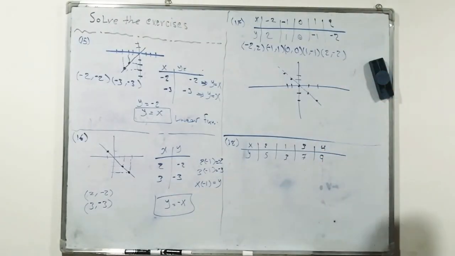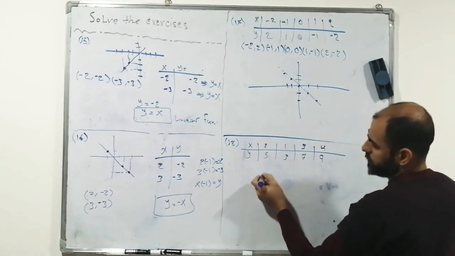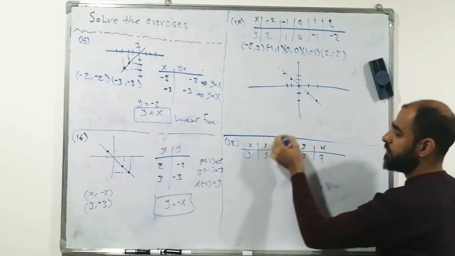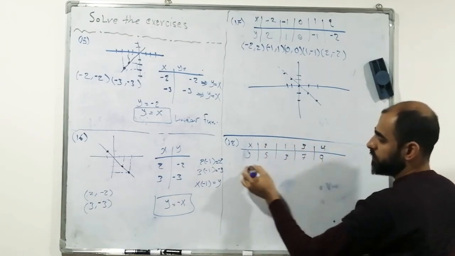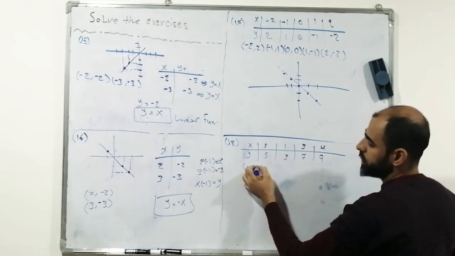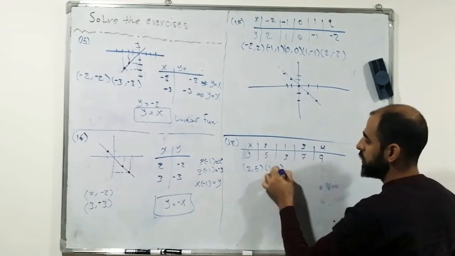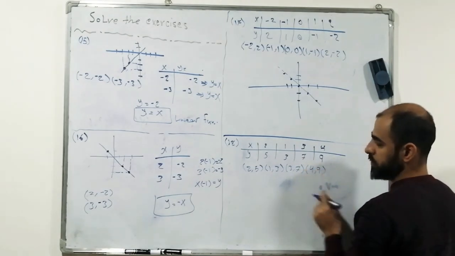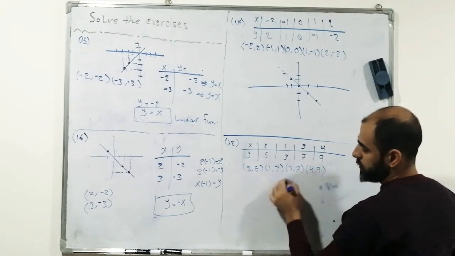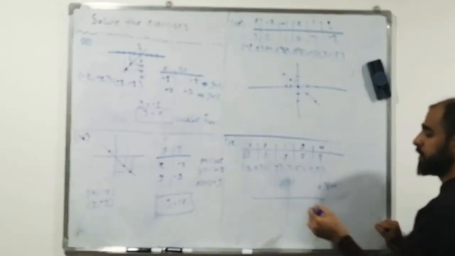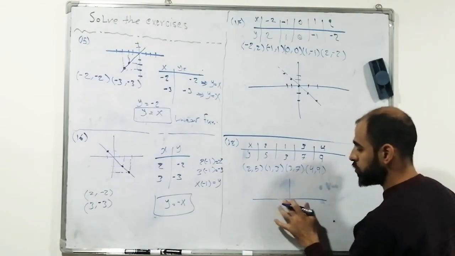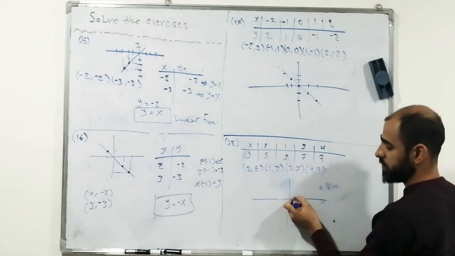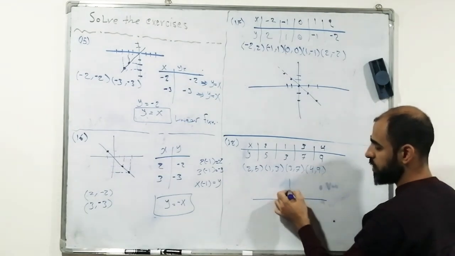The other question, question number 18, is also solved the same way as the previous one. From the function table, we have to find the ordered pairs. The first ordered pair is 2 with 5, and 1 with 3, and 3 with 7, and 4 with 9. These are the ordered pairs. Determine them in the coordinate plane. For 2, we have to go to the right 2 and 5 upward.